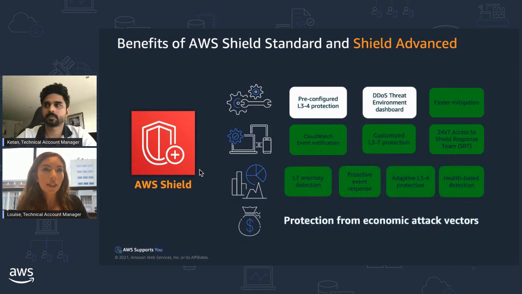And going to the next slide, there's several more benefits. Here they are. So L7 anomaly detection, so anything that seems different to your normal behavior. Proactive event response. So Ketan mentioned this earlier with the Route 53 health checks. So this is a proactive event response. Adaptive layer 3 to layer 4 protection, and lastly, health-based detection as well. So that's health checks and being informed of those.